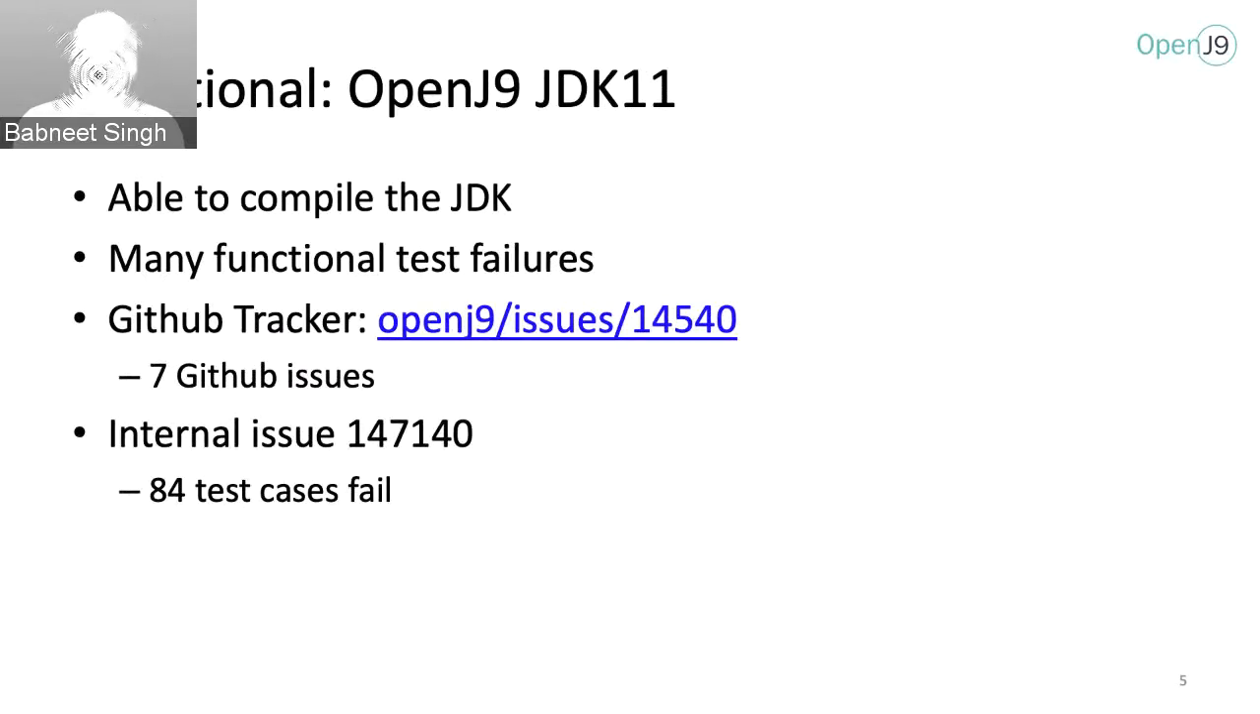For pending work in JDK 11, the work is still in progress. We can compile the JDK, but we have noticed many functional test failures, which are being tracked via OpenJ9 issue 14540. There are 7 unique deficiencies which need to be resolved, and there's also an internal issue to track other non-public test failures.